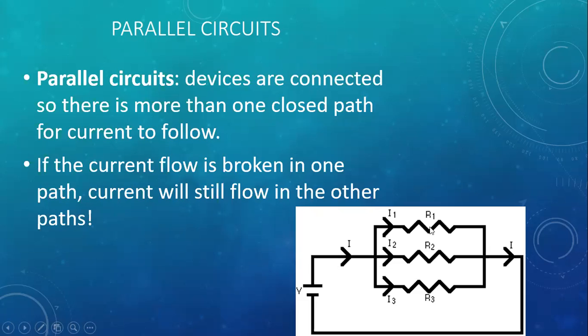So if you opened up R2, right, instead of the current being able to go straight through, the current would have to go up through I1 or would go down through this I3 branch, but it still can travel through the entire circuit. So again, in a parallel circuit, if one branch is broken, the other branches will still work.